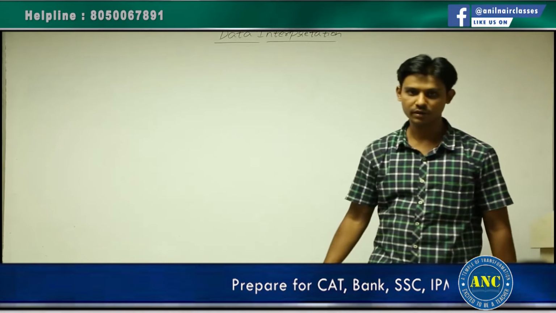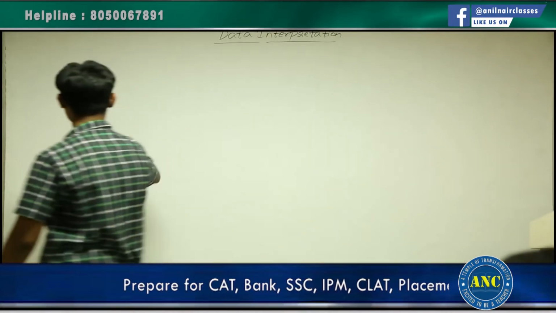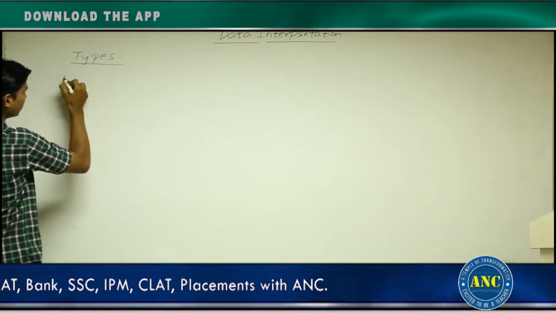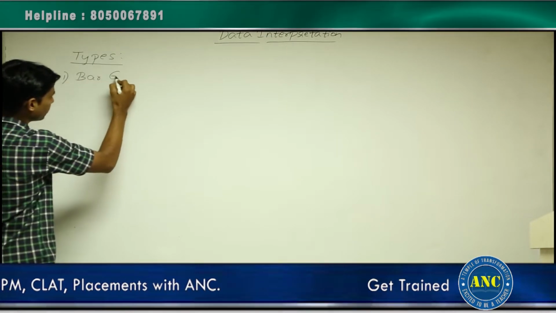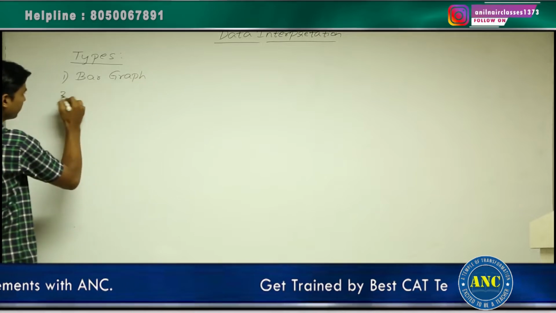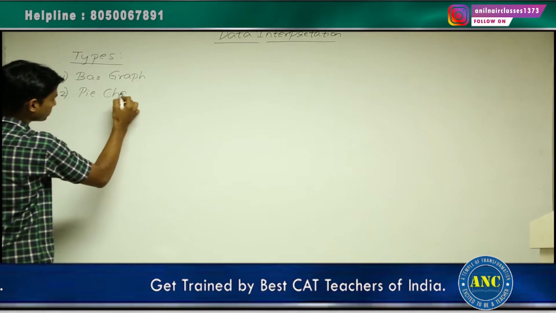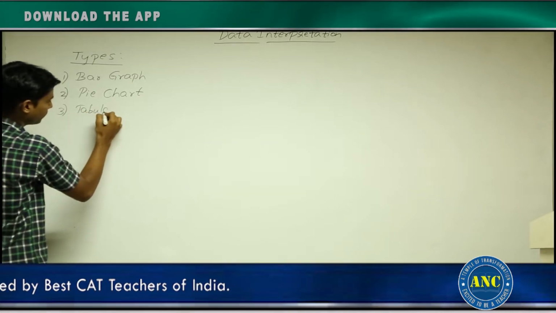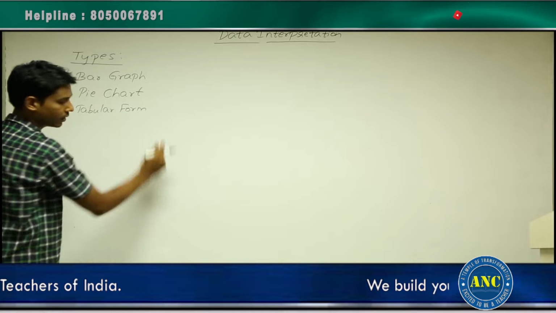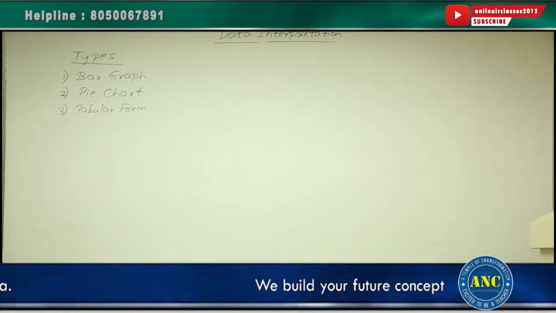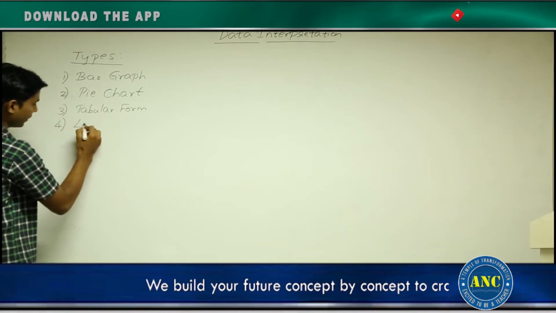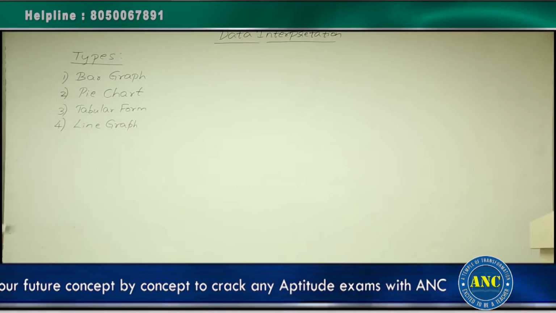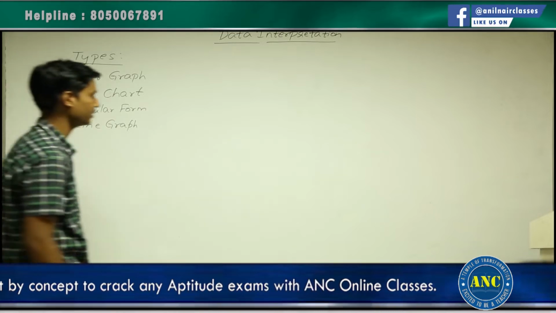Let's start with data interpretation today. There will be 4 types of data interpretation questions that you will be getting in exams. Important types. First one is related to bar graph. Next, related to pie chart. Third one is tabular form, where a table will be given and all the data will be given in the table. The last one is line graph. These are the 4 variants of questions that will be asked in the examination.